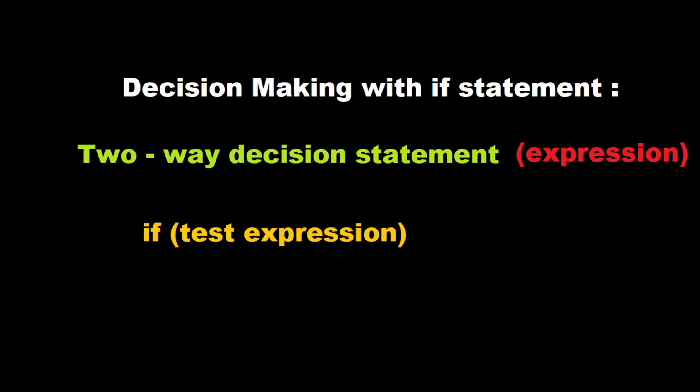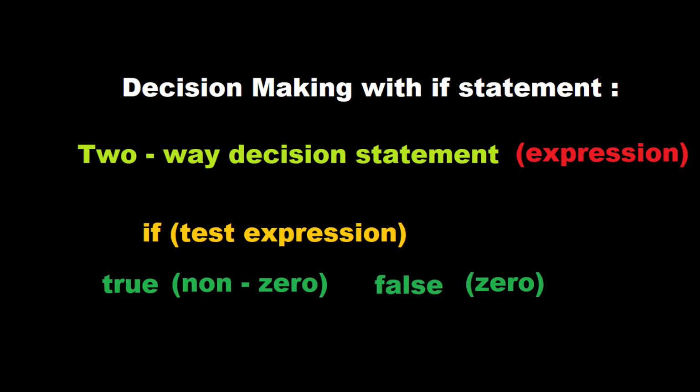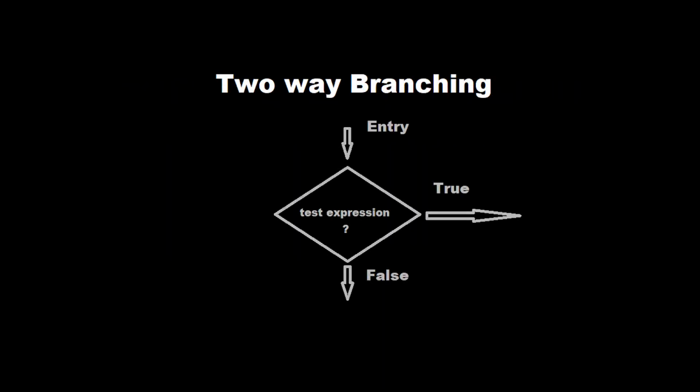It allows the computer to evaluate the expression first, and then, depending on whether the value of the expression, relation, or condition is true or false, it transfers the control to a particular statement. This point of the program has two paths to follow, one for the true condition and the other for the false condition, as shown in the figure. As you can see here, there is an entry and then you have the test expression. If the expression is false, then it follows the false path. If it is true, it follows the true path. This is called two-way branching.